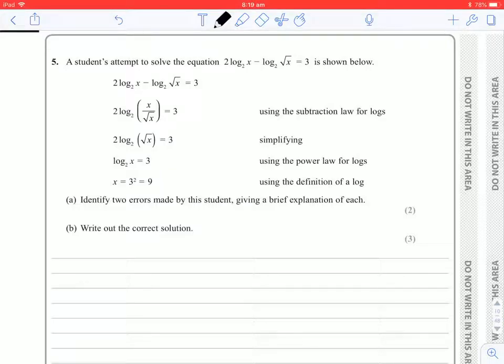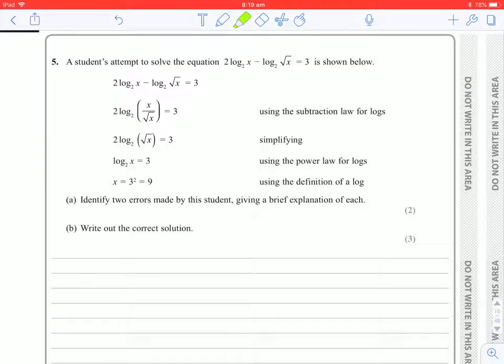So the May 2018 AS paper question 5, all about logs, this one. So a student's attempt to solve the equation 2 log base 2 of x minus log base 2 of root x equals 3 is shown below. So it's got a few explanations of what they think they've been doing here. Part A: identify 2 errors made by this student, giving a brief explanation of each.